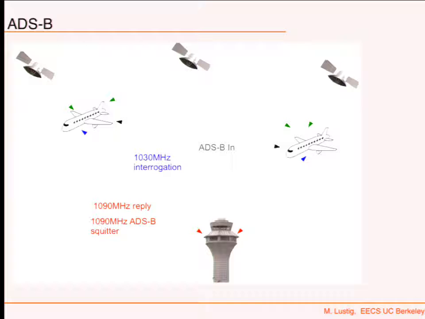So they call it radar, but it's not radar in the sense that you interrogate it. Well, I guess you interrogate it, and then they'll send a packet with their information. And it gets picked up by satellites, it gets picked up by other planes, so everybody knows where everybody's going. The thing is, it's all open, it's not encrypted, so everybody can listen to it.